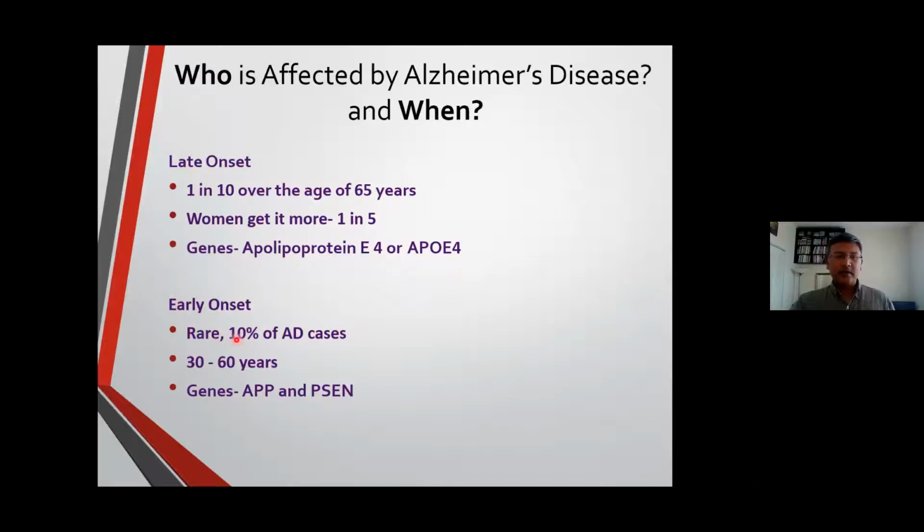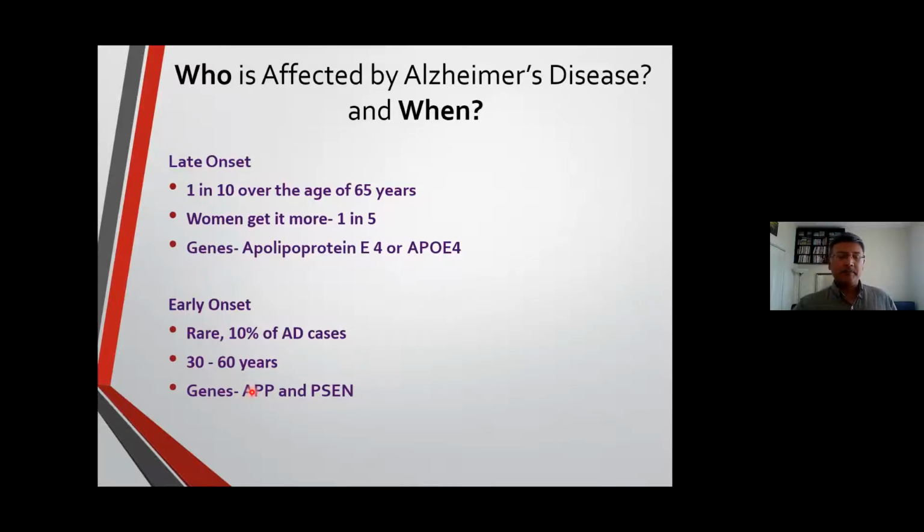The early onset is different, which is what you saw in the movie clip I just showed you, Still Alice. It's a really rare kind of Alzheimer's disease, only 10% of overall Alzheimer's disease, and it appears really early, at 30 to 60 years. These are the 2 genes which are implicated with the early onset. And again, you can get yourself tested to make sure there are no mutations in your genes.